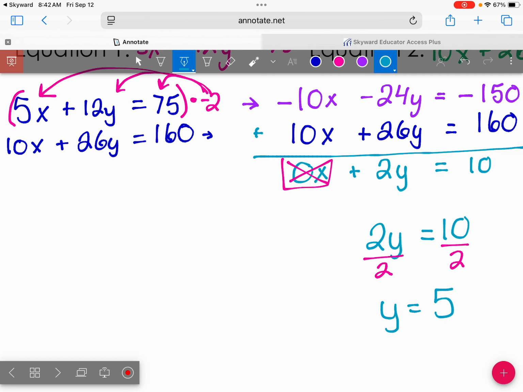I'm going to go ahead and use this one simply because it's got smaller numbers and it tends to intimidate us less. So I'm going to take my 5x plus 12y, but I know what my y is. I know my y is going to be 5, so I can substitute that in. And we want to know when that's going to equal 75. So I'm taking one of my equations and plugging in my y.